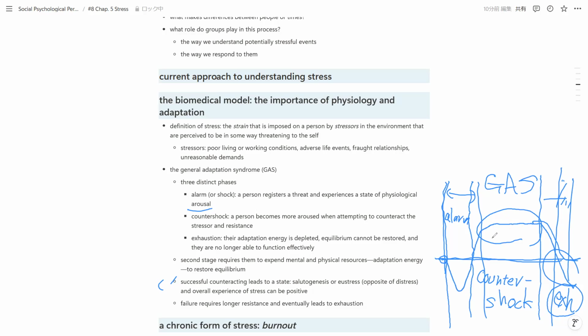So basically, if you cannot successfully counteract the stressor, then the phase of counter shock will become longer, and your adaptation energy would be depleted. Okay. Failure requires longer resistance and eventually leads to exhaustion if your adaptation energy is depleted. Okay. What I wanted to say is this point: overall experience of stress can be positive.